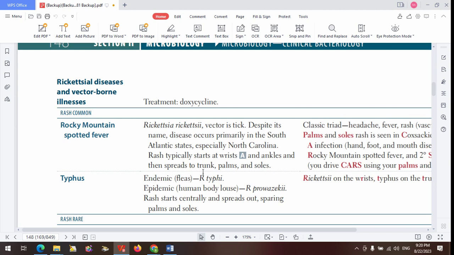So the rash of Rocky Mountain. The way I picture it is that maybe the mountain base is because we use our palms and our legs to climb a mountain. So the rash will start from there. I don't know the reason why they gave it that name, but that's what I'm thinking. The wrist, the ankle, extend to the palm and the sole, and from there we move inwards towards the body to affect the trunk. That's centripetal distribution. So once we see that, we can confidently say that this is Rickettsia rickettsii, and tick is the implicating vector. So headache, fever, and a rash. We know the pattern of the rash.